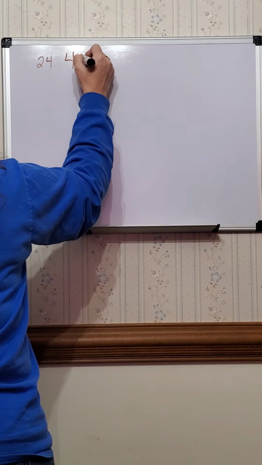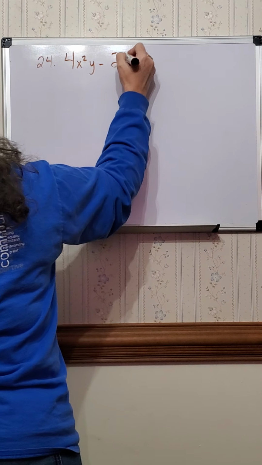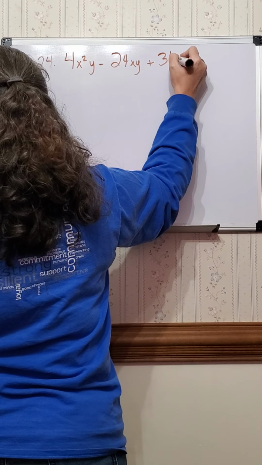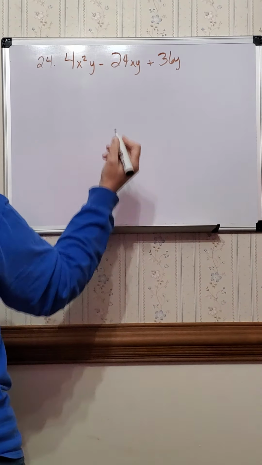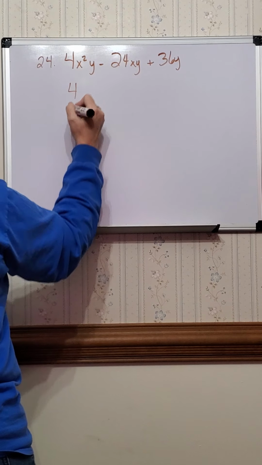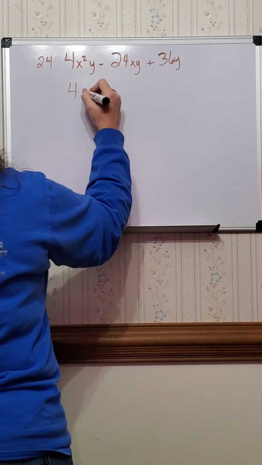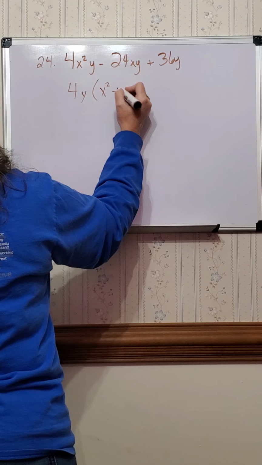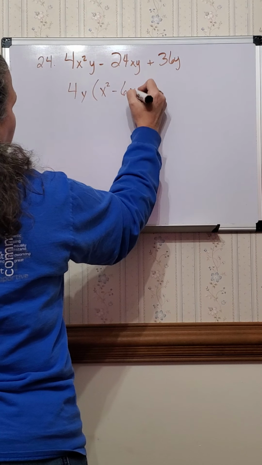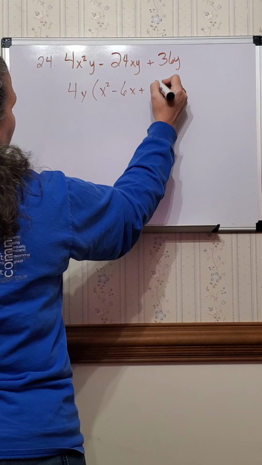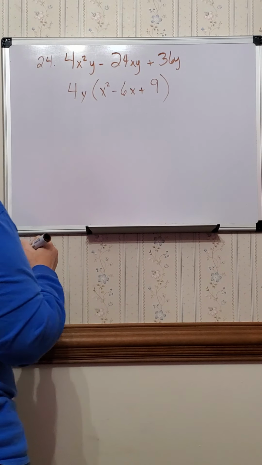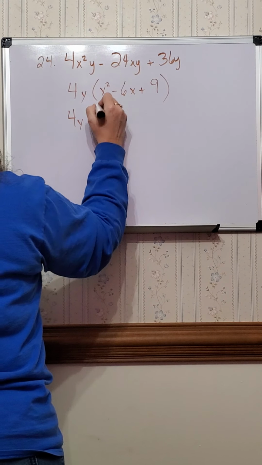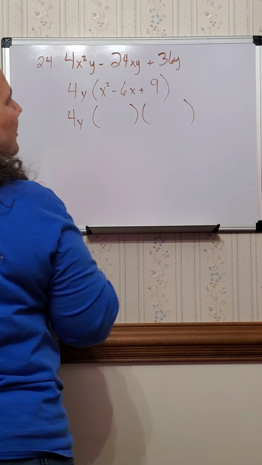So, 4x squared y minus 24xy plus 36y. So I can pull out a 4 and I can pull out a y. That's going to leave me x squared there, 6x there, and 9 there. Oh, this is a nice pretty one. We don't have a coefficient, so we just can go ahead and break this one up.